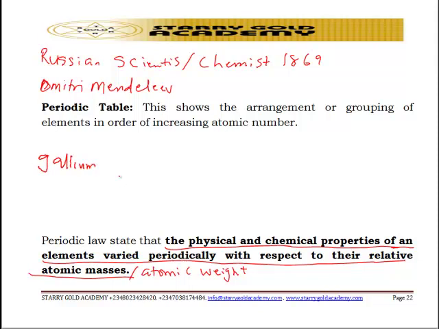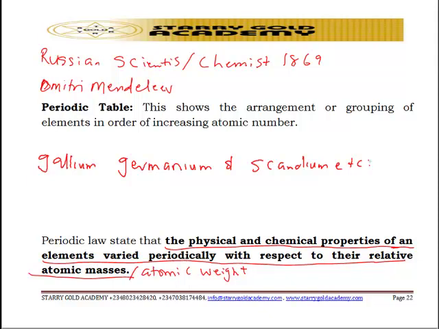Examples of these missing elements are gallium, germanium, scandium, and so on. There were some elements that were missing in Mendeleev's periodic table. But remember, I told you that he had already predicted the properties of some of these missing elements that were later found on the periodic table.